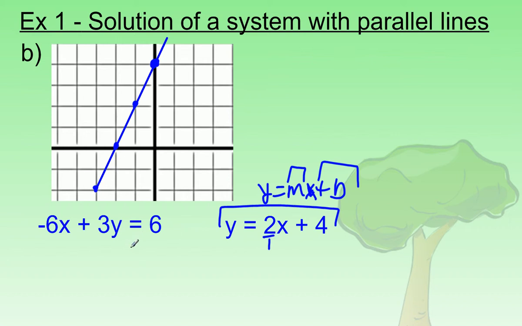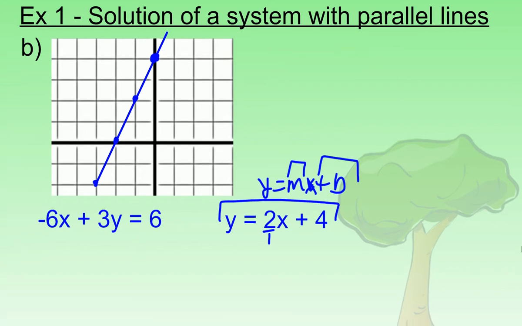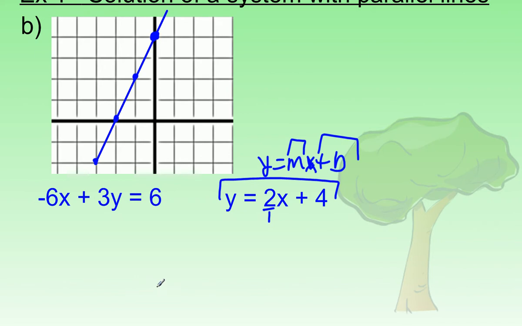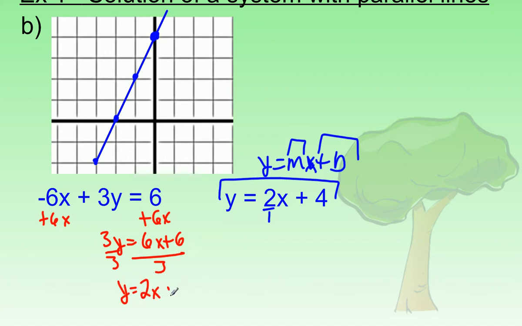Okay, the other problem I'm going to do in red. First thing we need to do is solve the equation for y. Get the y by itself. That makes it slope-intercept form. That way we can graph it using the slope and the intercept. So let's do that. Add 6x. 3y equals 6x plus 6. Divide by 3. y equals 2x plus 2.